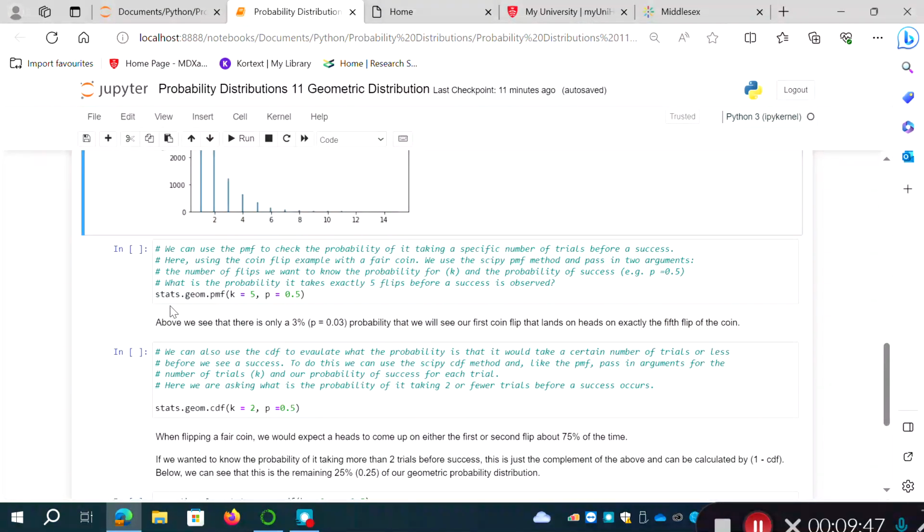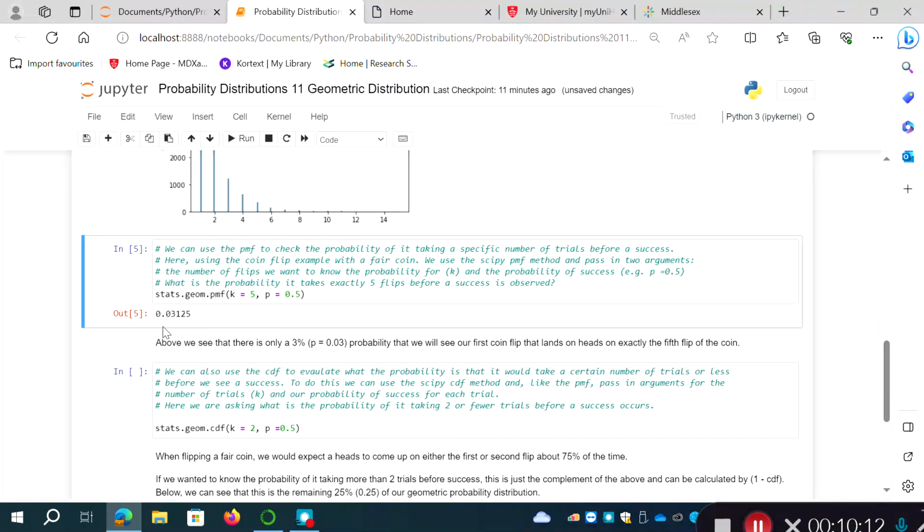So we're basically saying, if we had data that followed a geometric distribution, and we interrogate the probability mass function for that, what is the exact probability that it takes exactly 5 flips before our first success, if our probability of success on each trial is 0.5? And we can see we get a value of 0.03125. So that's only about a 3% probability that we'll see our first coin flip that lands on heads on exactly the 5th flip of the coin.